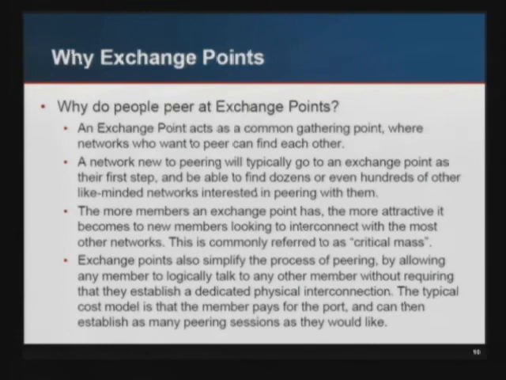And the more members an exchange point has, the more valuable it becomes. This is commonly referred to as critical mass. The more people there are in one place, the less likely you are to go somewhere else in that region. So you end up with, ideally, one place, maybe two places for redundancy where everyone gathers, and then you don't have to deal with multiple buildings, multiple exchange points, provisioning. It simplifies the process. And the exchange point is really about simplifying the process of peering.